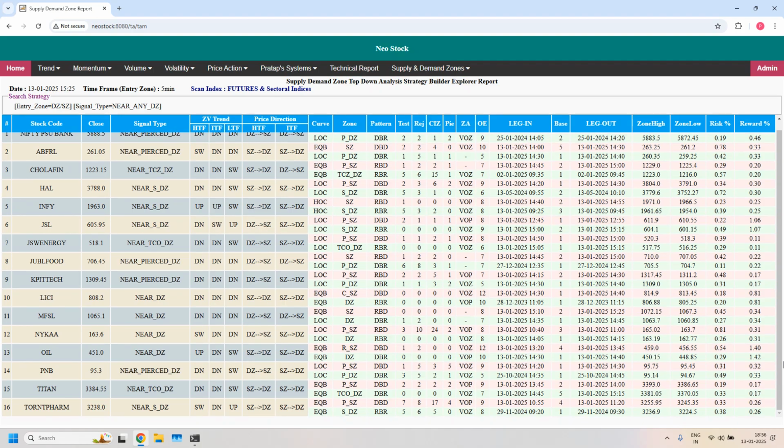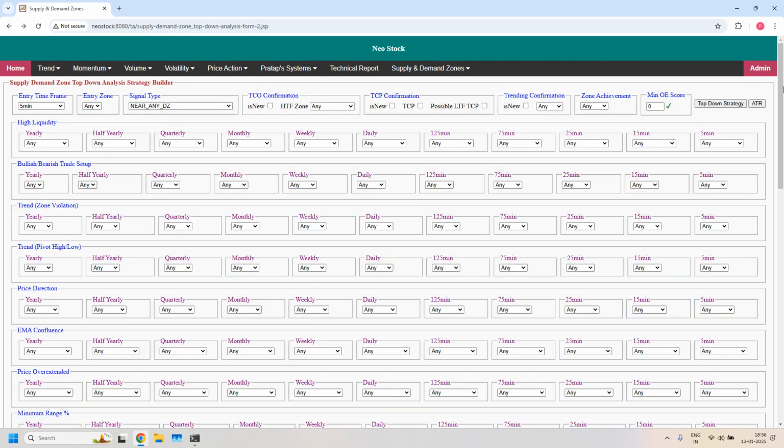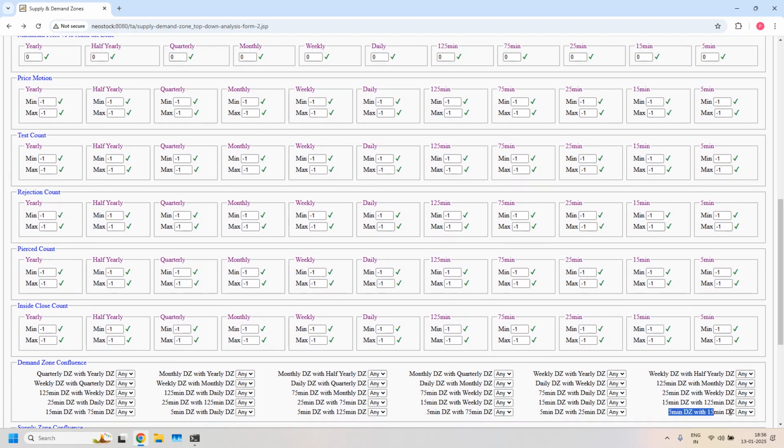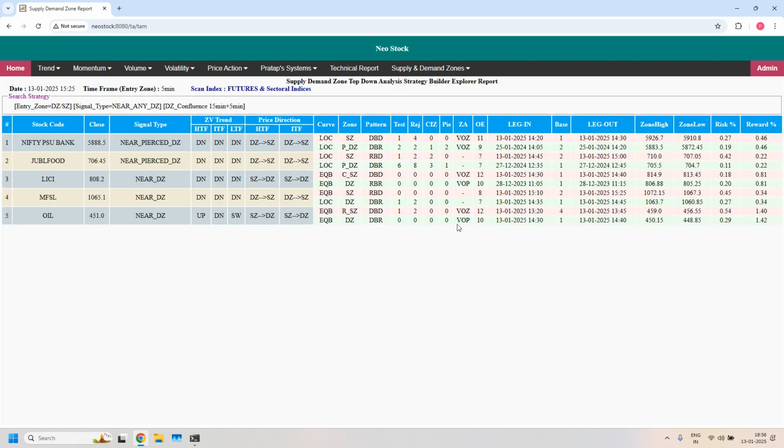Out of these 16, how many of these 5 minutes demand zones are having ITF demand zone Confluence? Let's verify. That is 5 minutes demand zone with 15 minutes demand zone Confluence. I am enabling the filter. From 16, the list has come down to 5 stocks. Out of these 5, first 2 5 minutes demand zones are pierced. You can't use. Remaining 3 stocks, these 5 minutes demand zones are part of the 75 minutes demand zone.